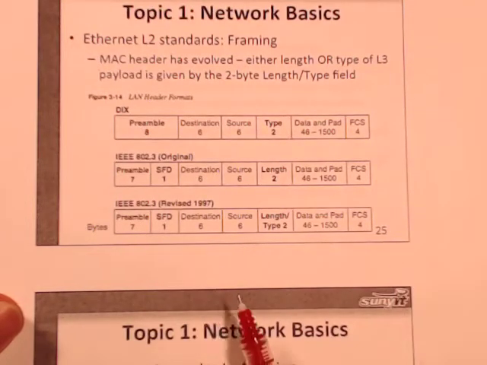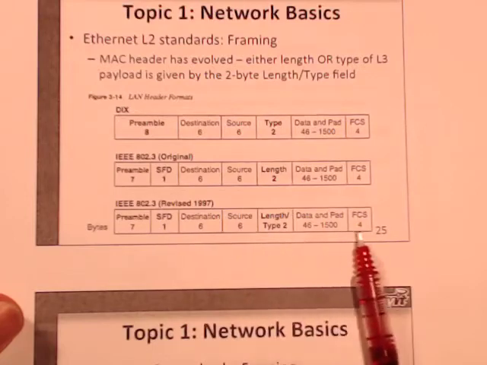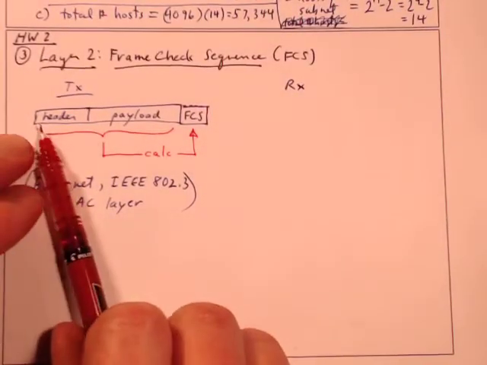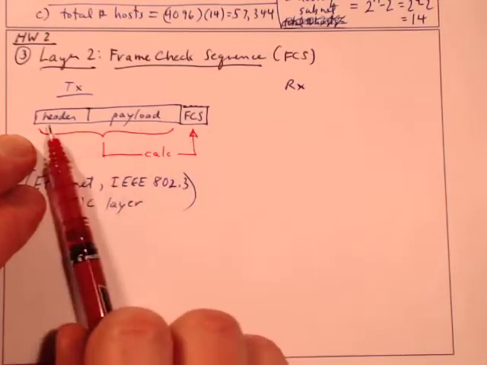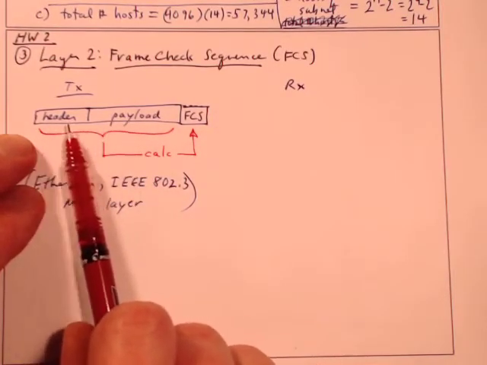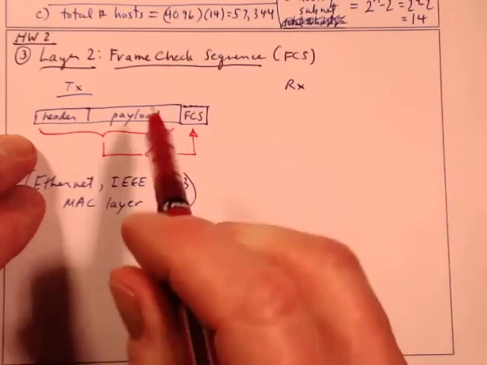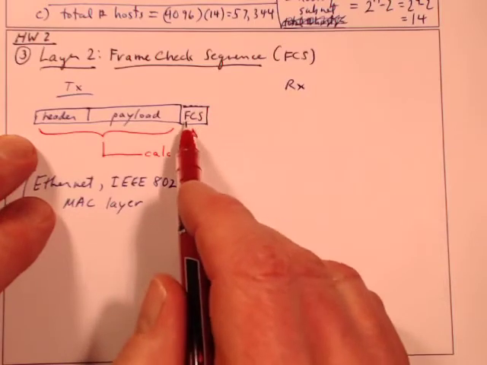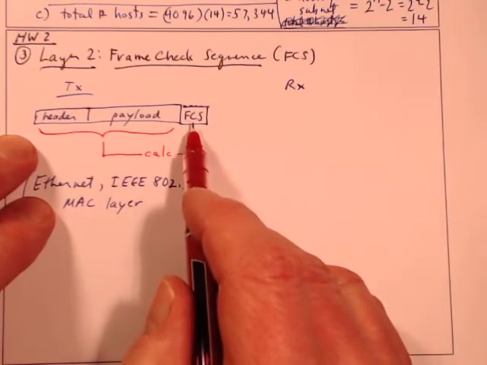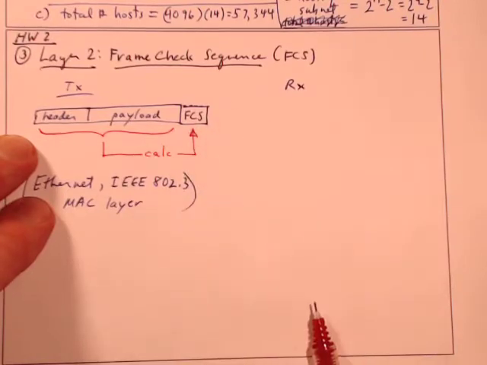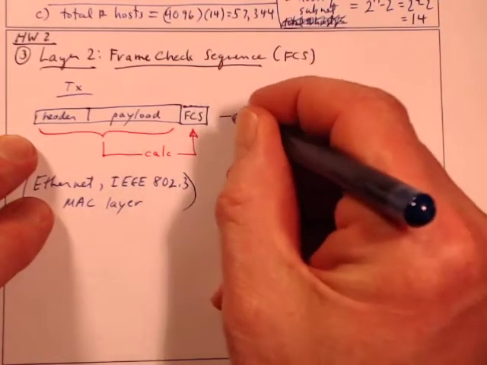It's calculated using all of the bits in the frame. It doesn't use the preamble, but starting with the destination address, all of the bits in the header are used to calculate the frame check sequence. It then appends that as a trailer. So we have a header and a trailer, and then it transmits it over to the receiver.